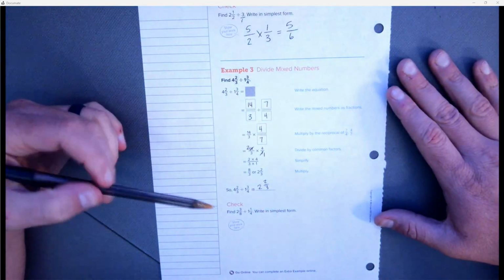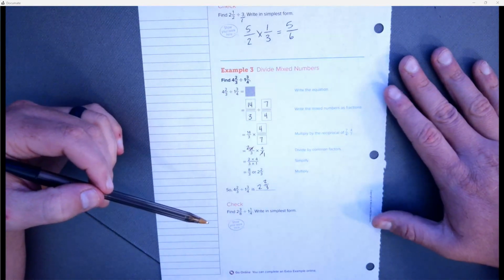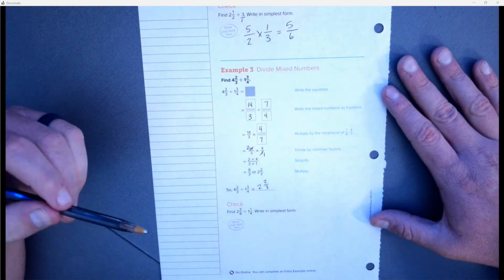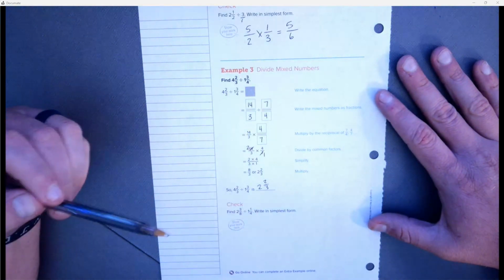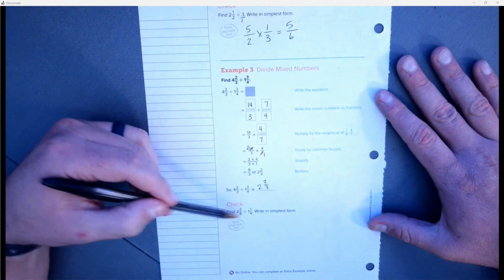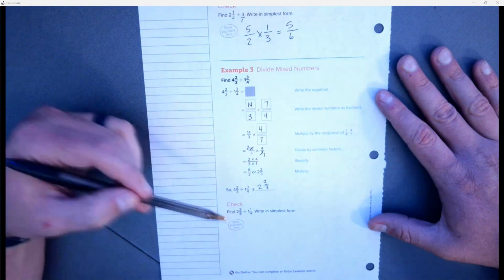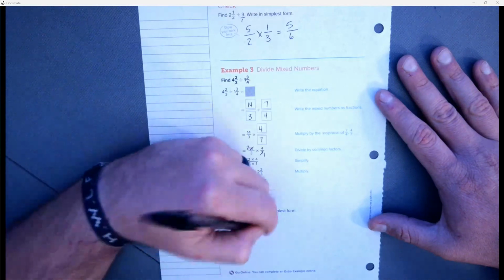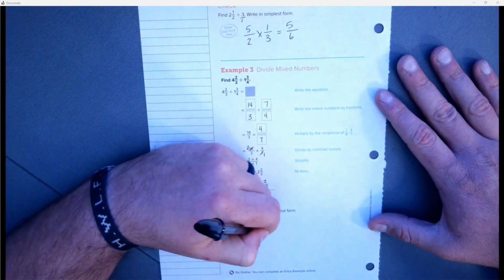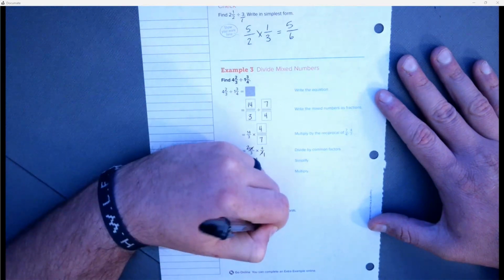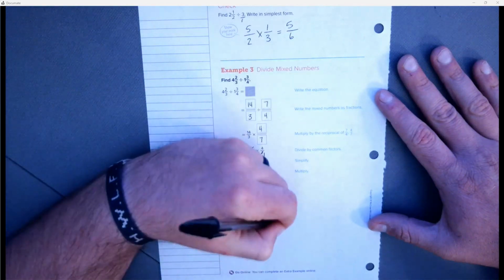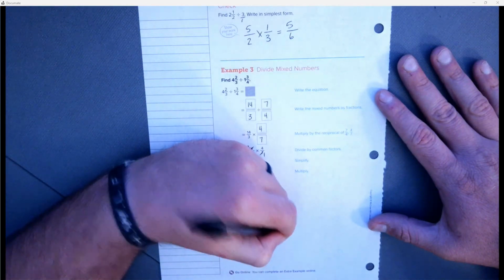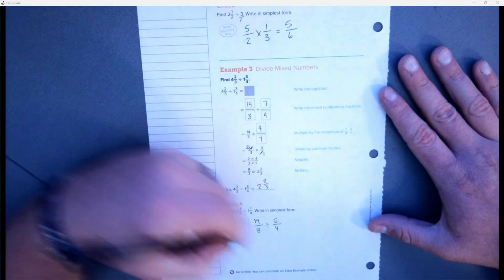Look at our check problem at the bottom of page 190. Find 2 3/8 divided by 1 1/4. Write in its simplest form. So 2 3/8 as an improper fraction. 8 times 2 is 16. Plus 3 is 19. So 19 over 8 divided by 4 times 1 is 4. Plus 1 is 5. So 5/4. Keep, change, flip.